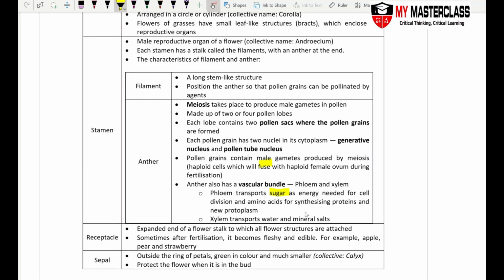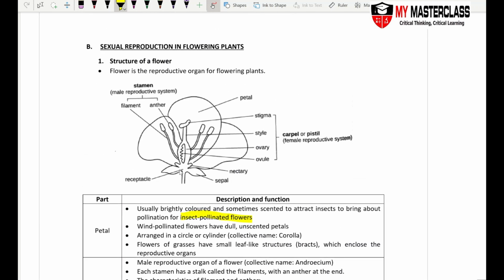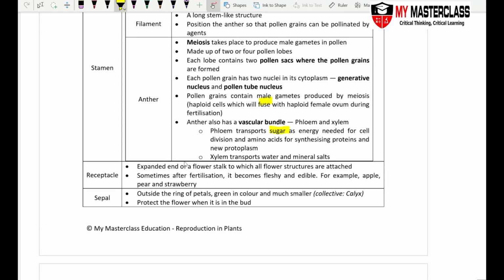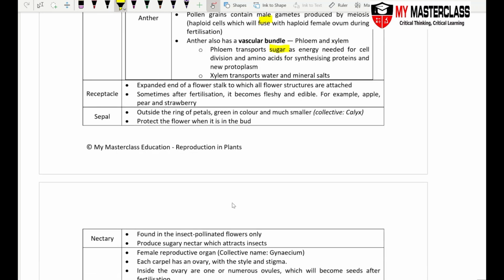The receptacle here at the bottom was like a little bud. Over time, this receptacle can become the fleshy and edible part of the fruit. The sepal is not really useful as the flower grows, but when it was a baby bud, the sepal protects the flower before it blooms.